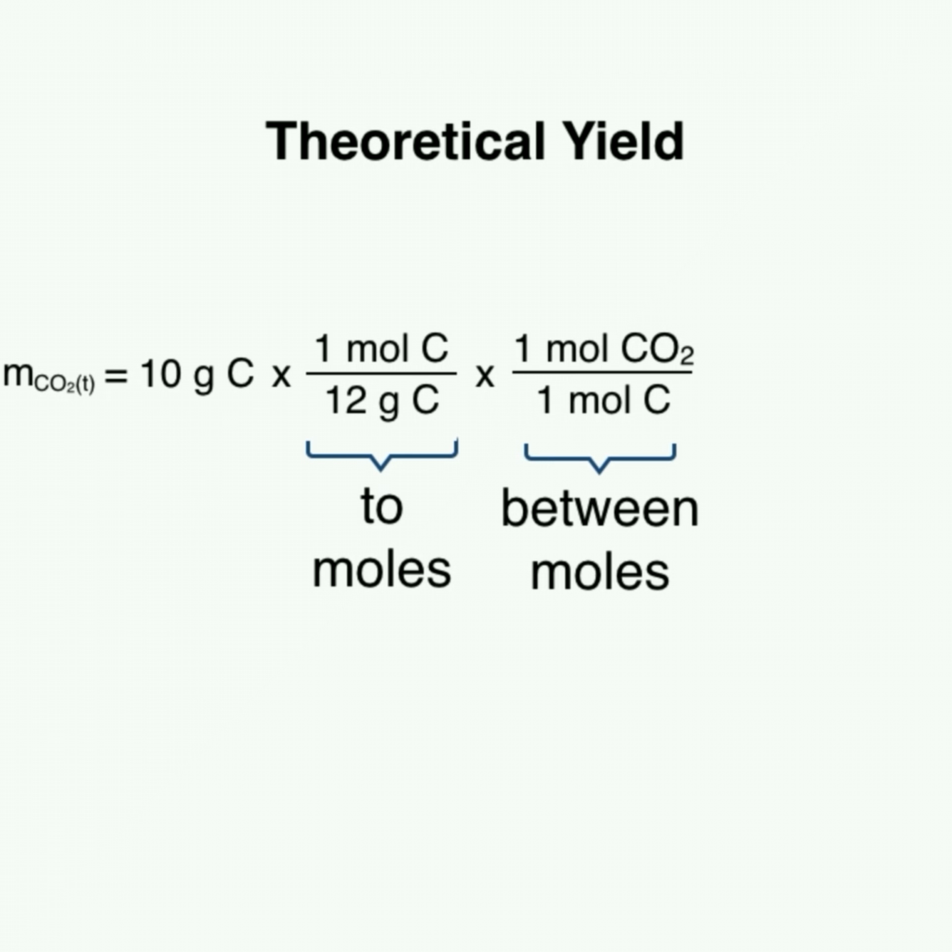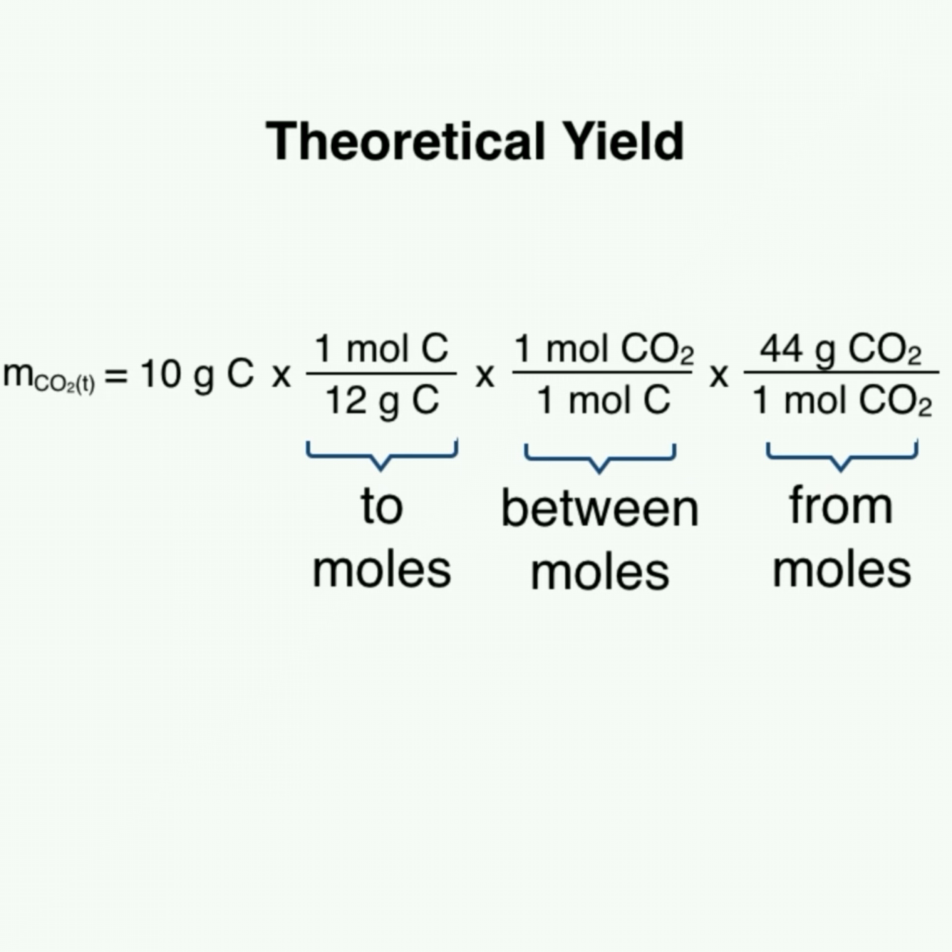Lastly, we'll multiply by the molar mass of CO2, which is 44 grams per mole, in order to convert from moles. Performing this calculation, the grams of carbon cancels out, followed by the moles of carbon, and lastly, the moles of CO2. This gives us 36.67 in our desired unit, grams of CO2.